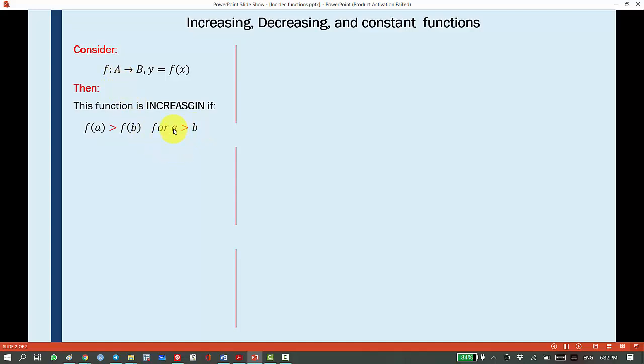In other words, if we select two numbers from the domain of f, such as a and b, where a is bigger than b, and f of a is bigger than f of b, that means the direction of inequality was preserved, then the function is increasing.